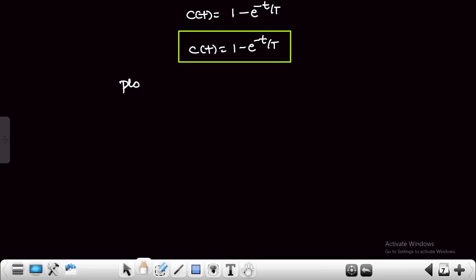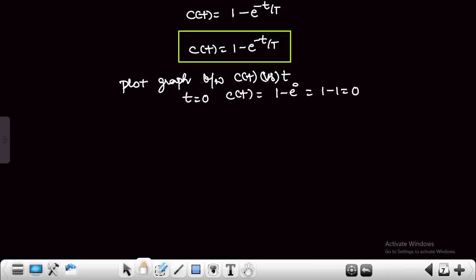Plot the graph between c of t versus t. Let us consider c of t versus t here. So when t is equal to 0, what is c of t? c of t will become 1 minus e to the power of 0 here. Then what are you going to get? That will be 1 minus 1, since e to the power of 0 is 1, so the answer is 0.